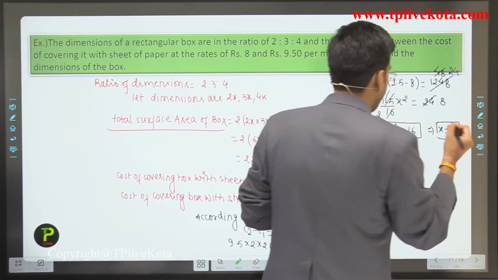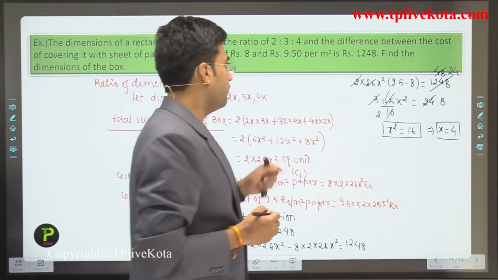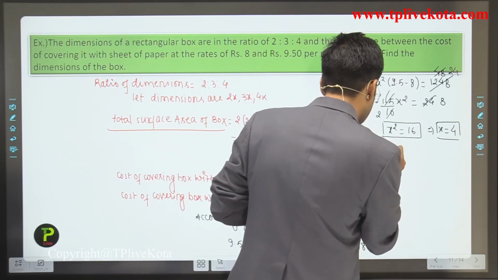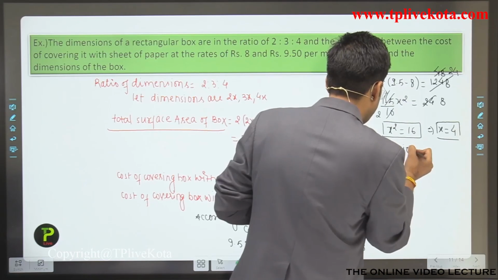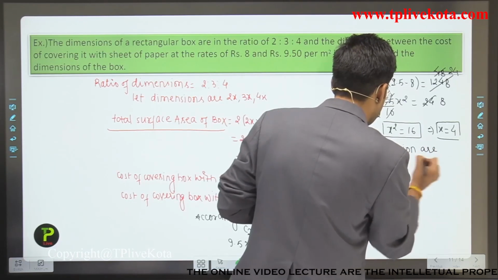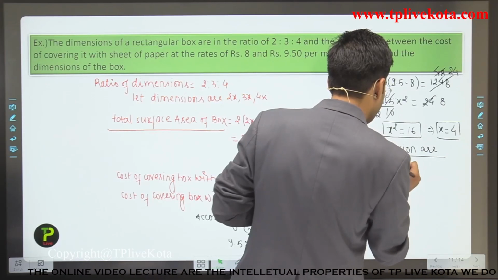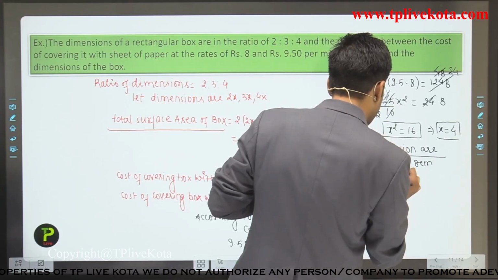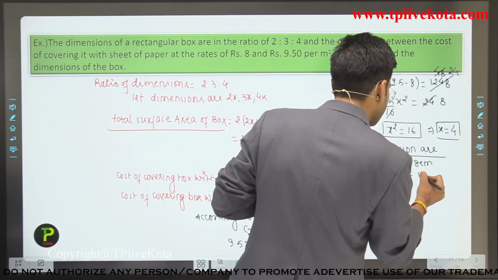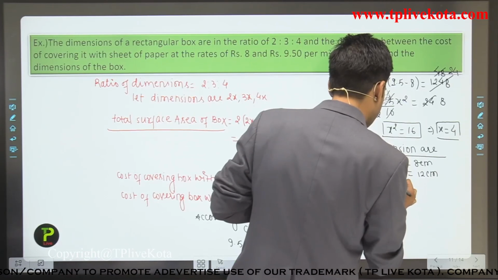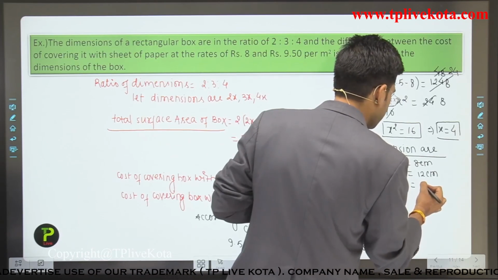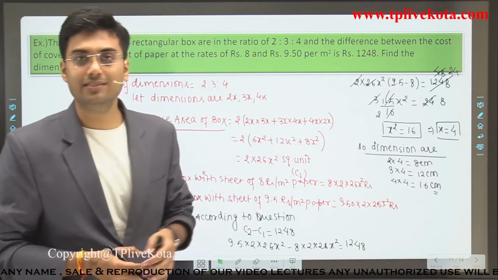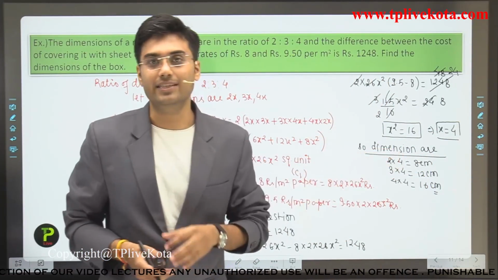So now if x is equal to 4, then what are the dimensions? The dimensions are 2 multiplied by 4, that is 8 centimeter, 3 multiplied by 4, that is 12 centimeter, and 4 multiplied by 4, that is 16 centimeter. So these are the dimensions here: 8, 12 and 16 centimeter.